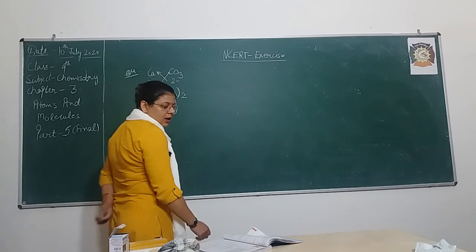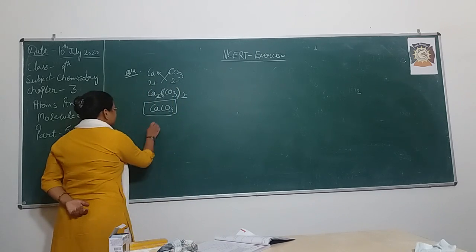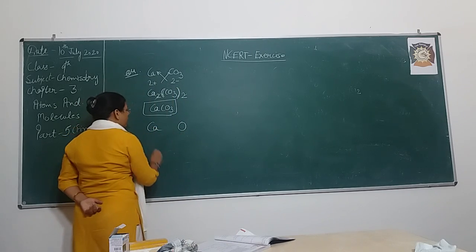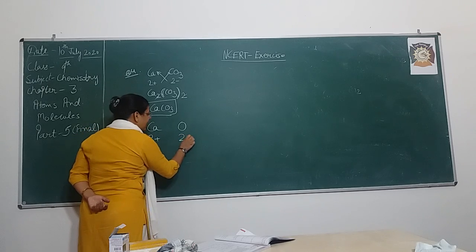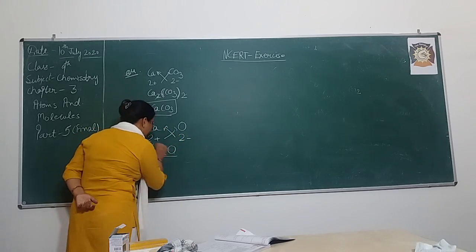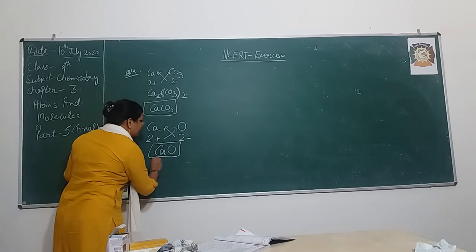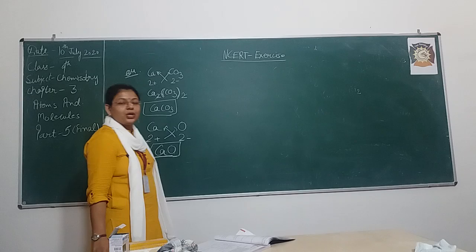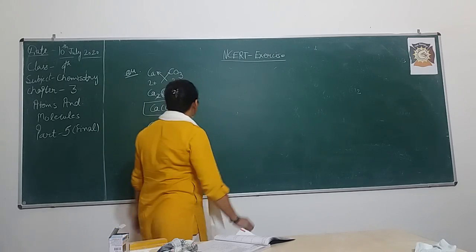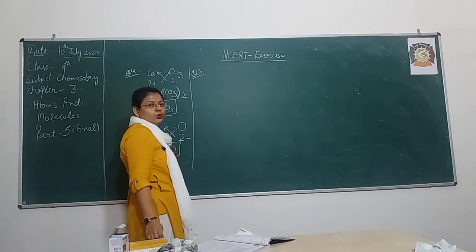In the same way, calcium oxide. So it's calcium Ca, oxide O. Calcium 2 positive, oxide 2 negative. Similarly, cross multiplication. So the result is Ca2O2. The 2s will cancel out and the formula is CaO for calcium oxide. This is your question number 4. The rest of the parts you have to do yourself.